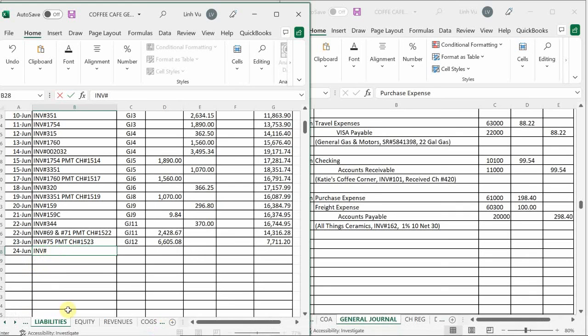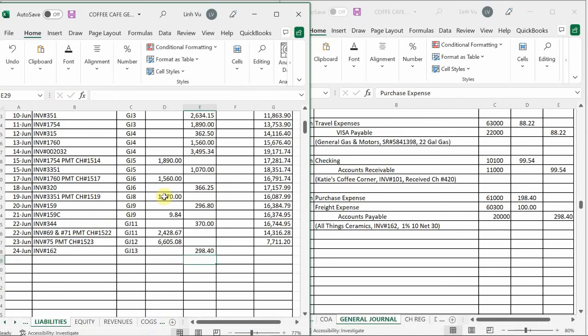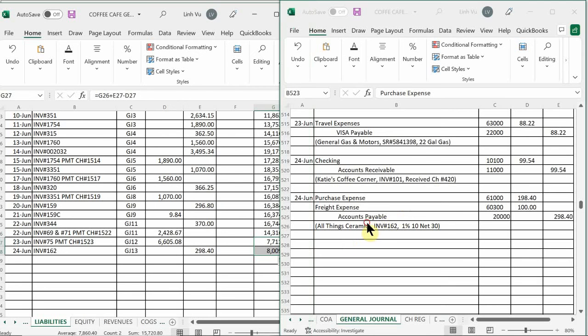So in this case, invoice number 162, which increased your accounts payable by $298.40. Right? Because we increased more liabilities. So now you're at $8,009.60.